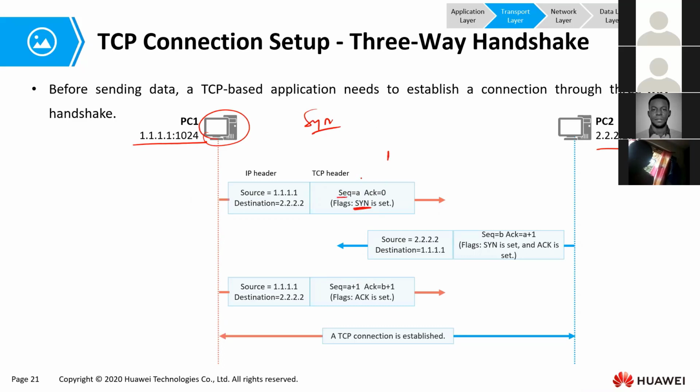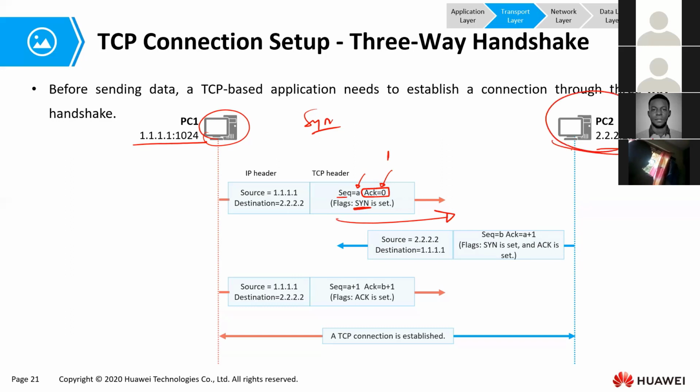Now the sequence number is the first sequence number and acknowledgement is 0, because acknowledgement is to tell the other side that I've received your previous data, send the next one. But there is no previous data that has been sent, so this is acknowledgement 0. So it sends this first bit with the SYN bit set.